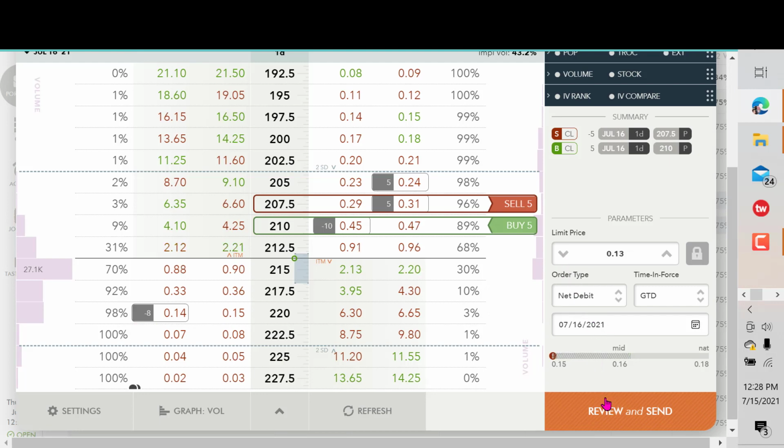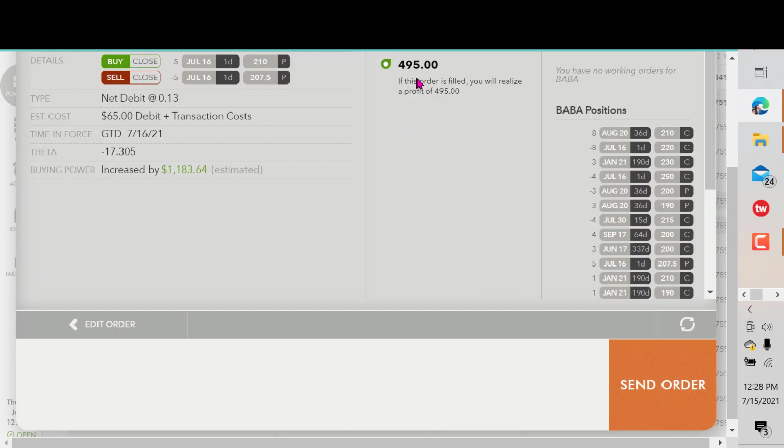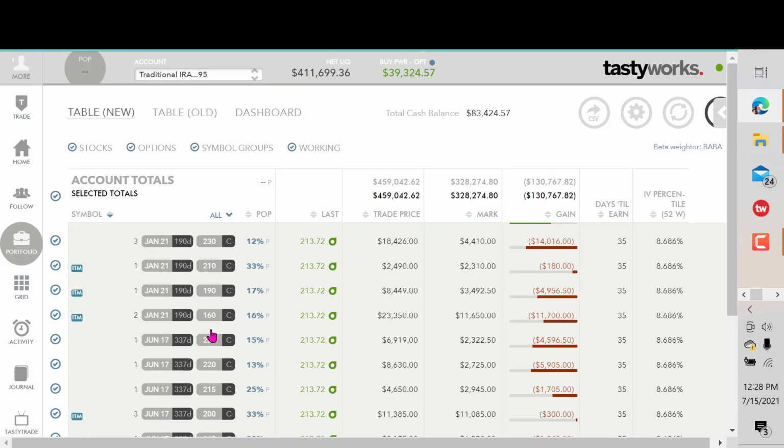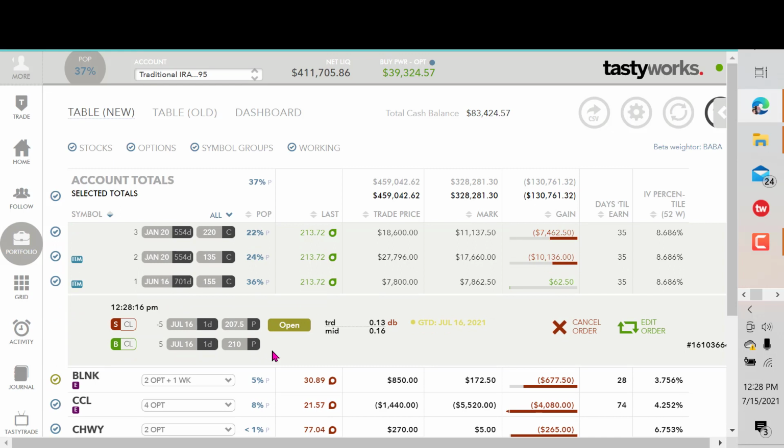I think I'll go ahead and do that. I'll put it at 13. And now my profit just went up to $4.95. So I'll go ahead and send this. There it is, 5 and 5.